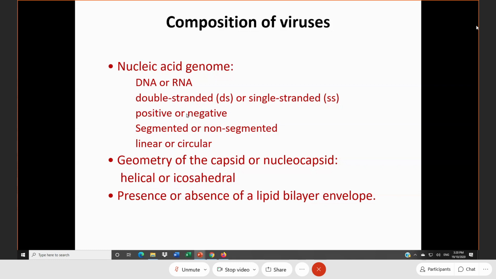As I mentioned just now, it's either DNA or RNA. This is now DNA virus or RNA virus, the classification by composition. DNA viruses can be double-stranded or single-stranded. It can be single-stranded DNA, single-stranded RNA, double-stranded DNA, or double-stranded RNA. What does it mean?